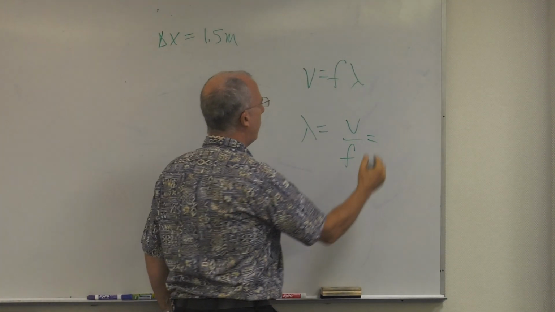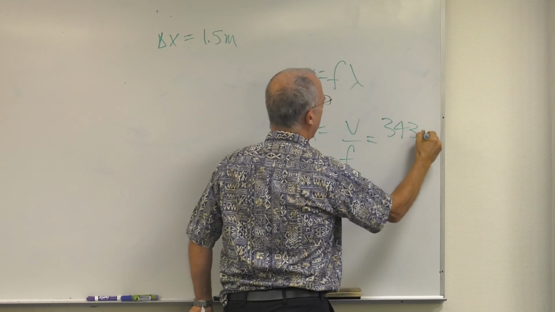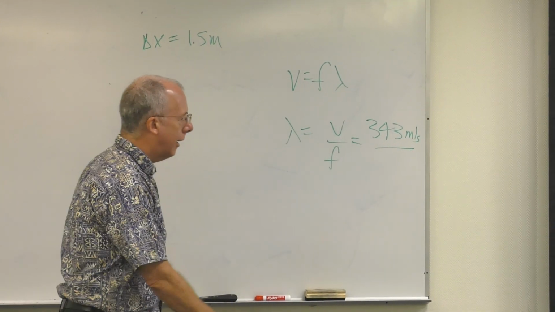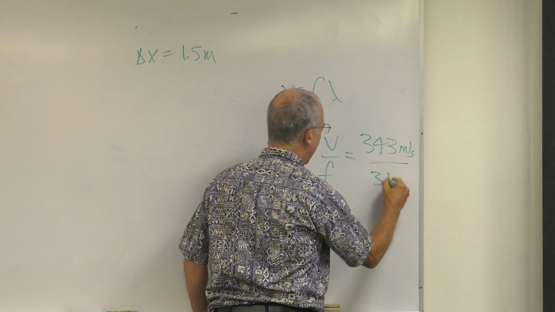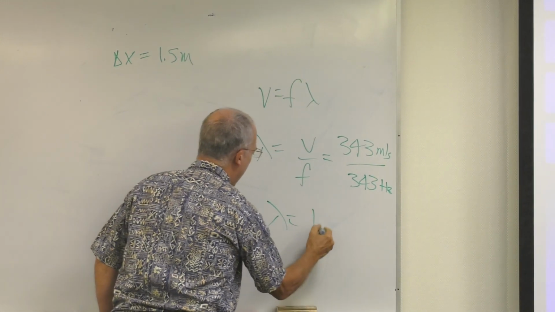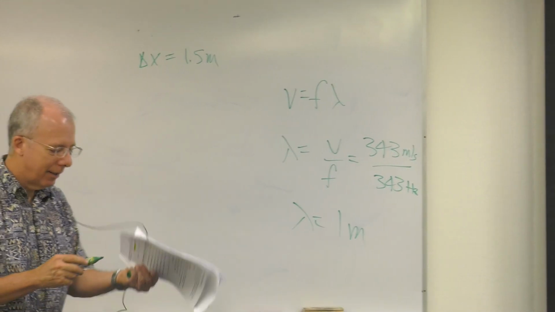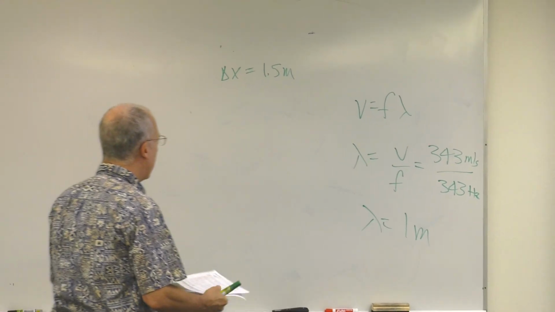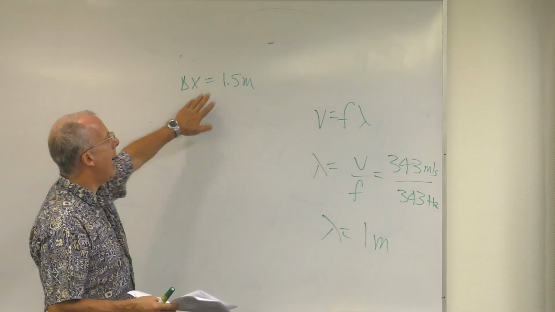Well, the velocity is 343, right? That's just the speed of sound. Then I said the frequency is 343 hertz. So therefore, lambda is 1 meter. Isn't that nice? So therefore, if the wavelength is 1 meter, what's that?